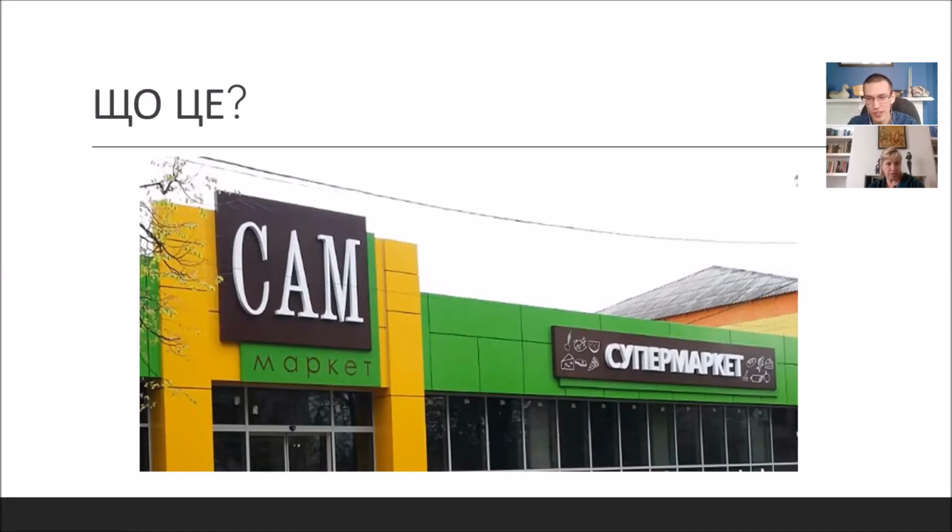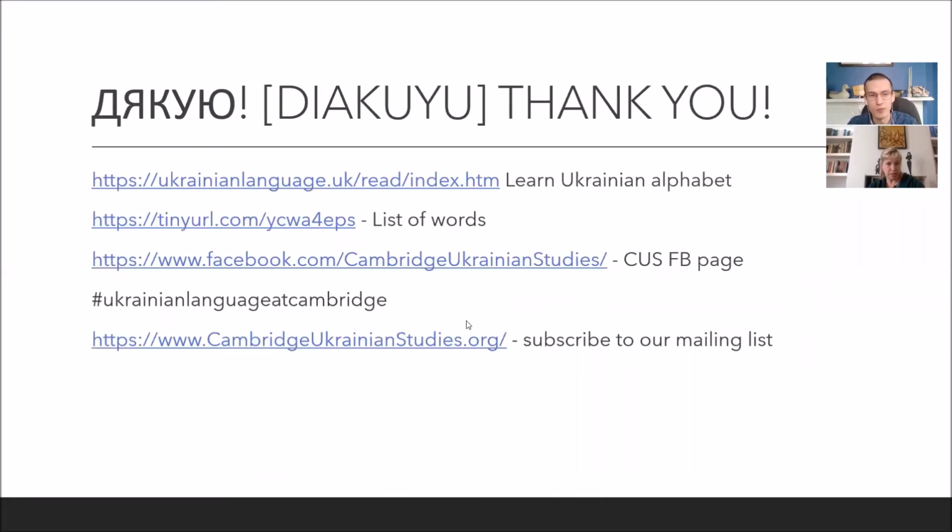Okay. It's S-U-P-E-R-M-A-R-K-E-T. Supermarket. The name of this supermarket is SAM. S-A-M. SAM means alone or on your own, I think the idea is that you can cook everything on your own. And supermarket means supermarket. So now I think I gave you some basic knowledge of Ukrainian.